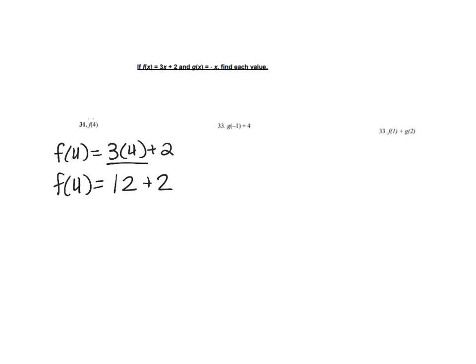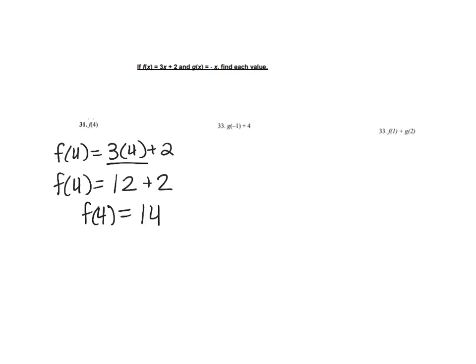So what I'm going to do, I'm going to look at function f, which is f of x equals 3x plus 2, and anywhere I see an x, I'm just going to replace it with a 4. So f of 4 equals 3 times 4, I'm replacing that x, plus 2. We're going to do order of operations. 3 times 4 is 12, plus 2. F of 4 equals 14. That's your final answer for that one.